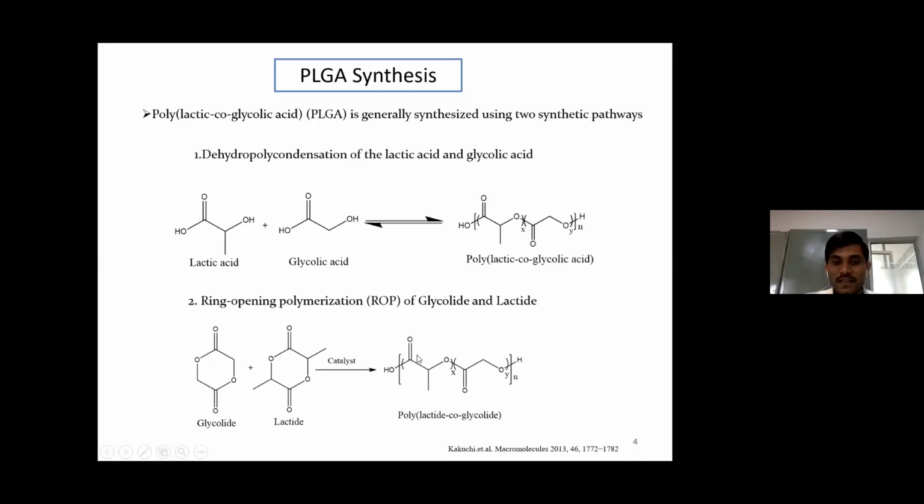This PLGA contains hydroxy and carboxylic groups, and it is very easy to modify its surface. We can encapsulate hydrophilic and hydrophobic drugs easily into this PLGA copolymer.